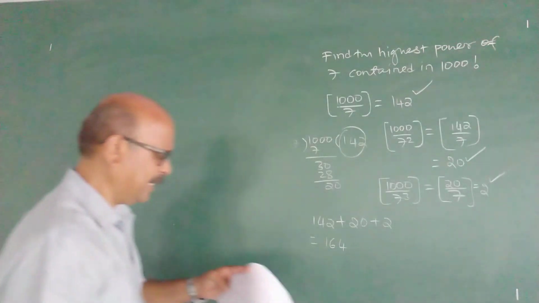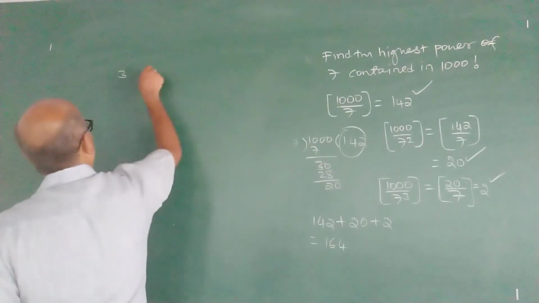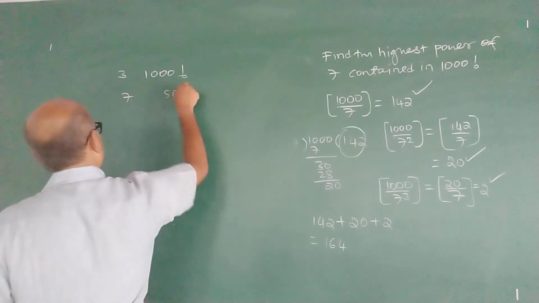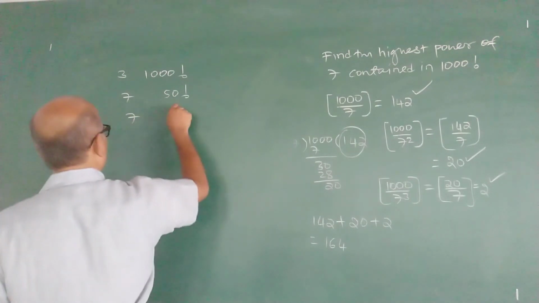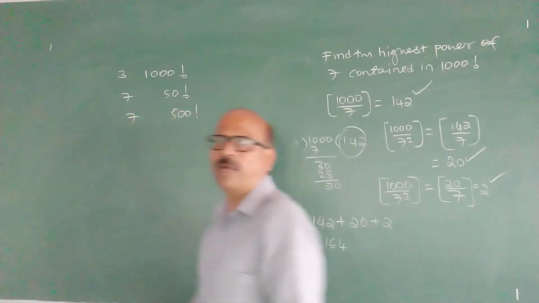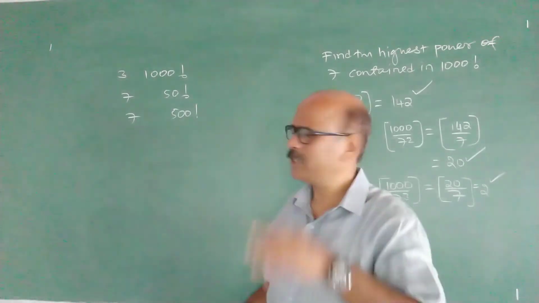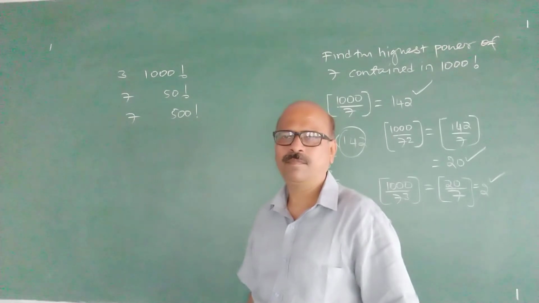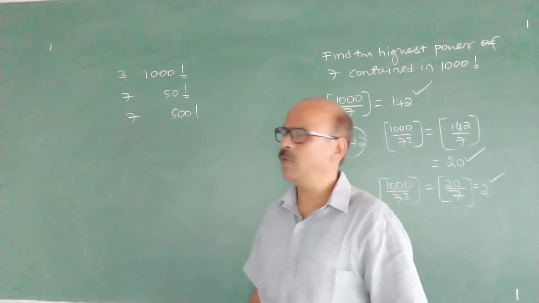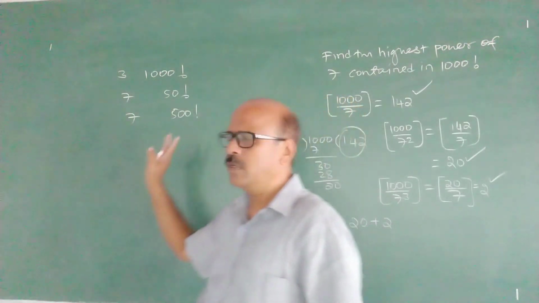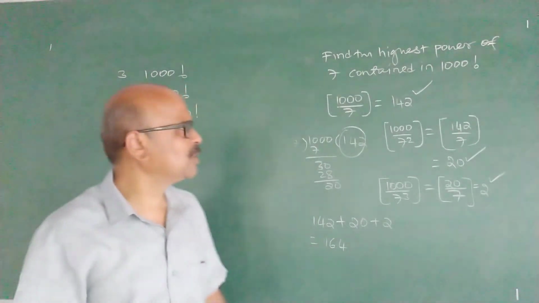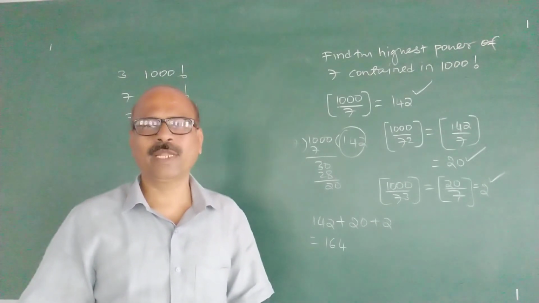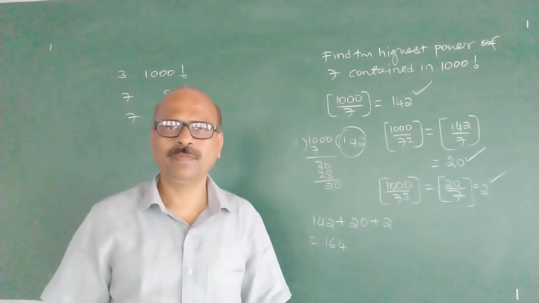You can solve some more examples here. Find the highest power of 3 contained in 1000 factorial. Find the highest power of 7 contained in 50 factorial. Highest power of 7 contained in 500 factorial. Highest power of a prime number contained in n factorial. Again, I tell you, from this topic you will get a 2-mark question for your examination. So the topic is important.